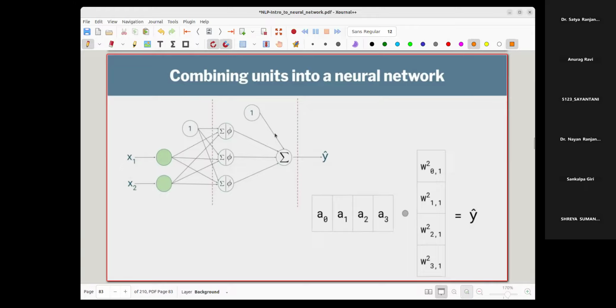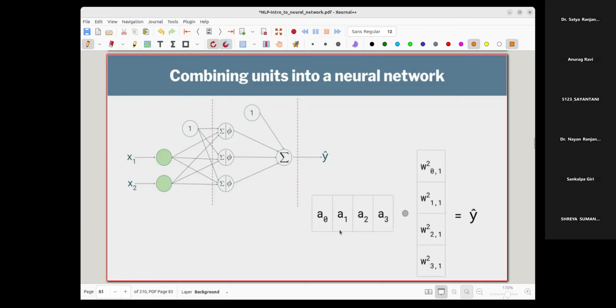This weight is W201. Why W2? Because the superscript 2 means these weights are for layer 2. That's why it is 2. 0, 1 means coming from the 0th neuron going to the first neuron. So this is 0, so that's why 0, 1. This is the first neuron, so it is 1, 1, 2, 1, and 3, 1, because in this output layer we only have 1.